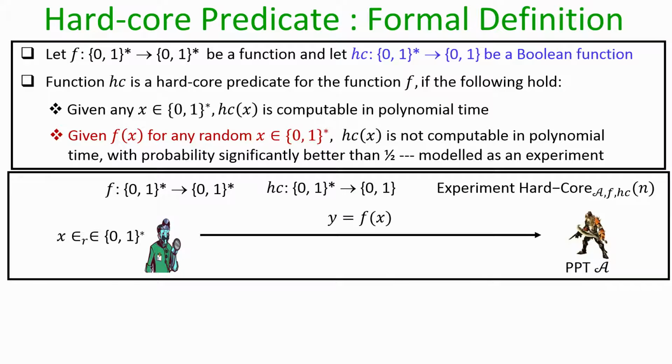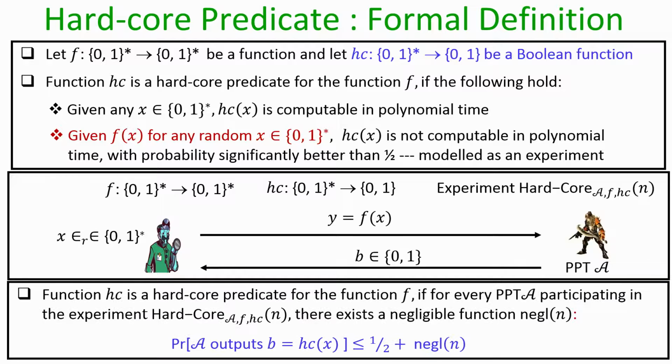And the goal of the adversary, or the challenge for the adversary, is that after seeing the value of y, it has to compute the value of hc of x without knowing x. So, since hc of x is going to be a bit, the adversary outputs a bit, which could be either 0 or 1, and we say that the adversary has won the game if b is equal to hc of x.